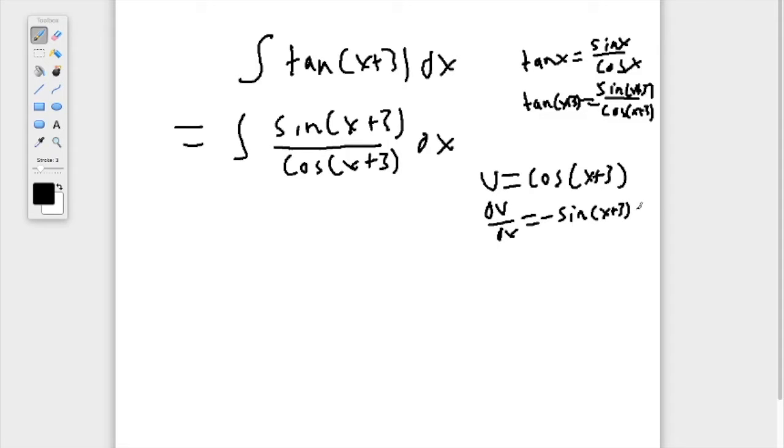and then times dx. And the reason why is, say we sub in some separate variable, like t equal to x plus 3, and dt over dx would just be 1. So, yeah. And this should not be here.